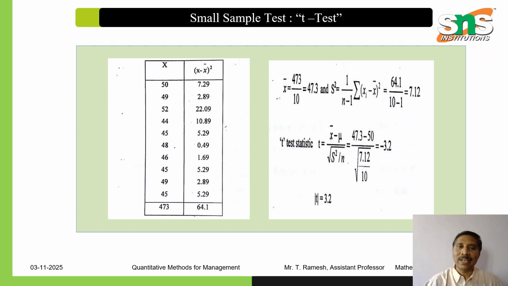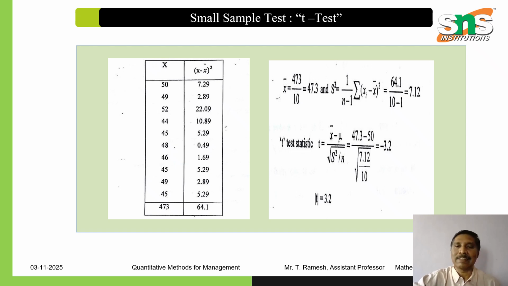Using this average, we calculate the squared deviations. 50 minus 47.3, the whole square, is 7.29. 49 minus 47.3, the whole square, is 2.89. 52 minus the average value 47.3, the whole square, is 22.09. 44 minus 47.3 gives 10.89. 45 minus 47.3 becomes 5.29, and so on. The total value is 64.1. Substituting in the variance formula, 64.1 divided by n minus 1, where n is the number of data, 10, so 10 minus 1 is 9. Therefore, 64.1 divided by 9 is 7.12.